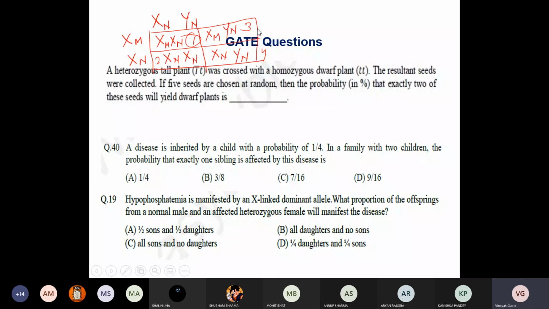Okay, let's see in case of sons. Third person, XM YN. Yes, it is going to be affected. First of all, in the boy, we have only one X chromosome, and that itself is mutated. So definitely diseased. Fourth one, XN YN, normal. So half of the sons and half of the daughters are going to manifest the disease. So whenever you see any problem with respect to X-linked and Y-linked condition, you can do the Punnett square in this way, and you will get your answer.